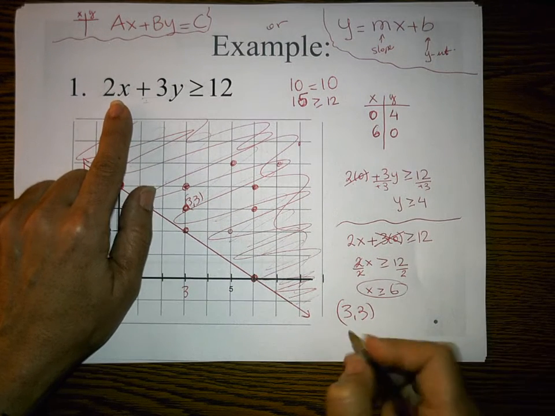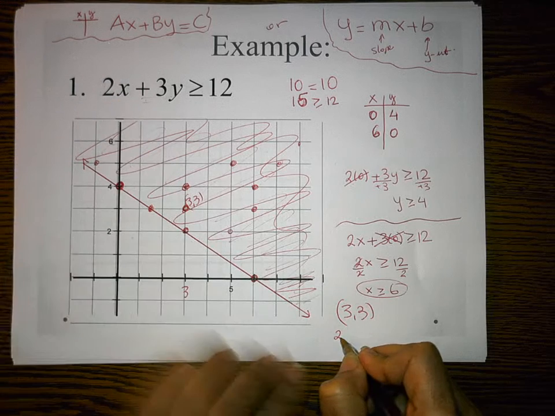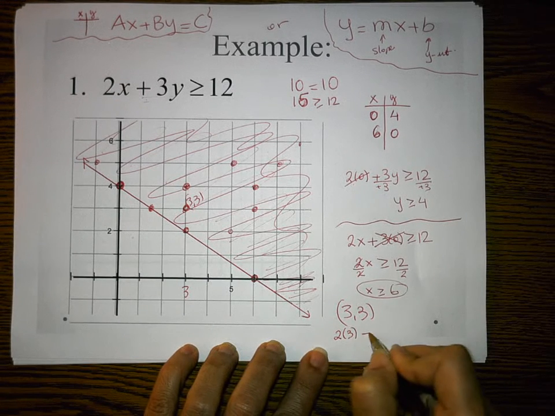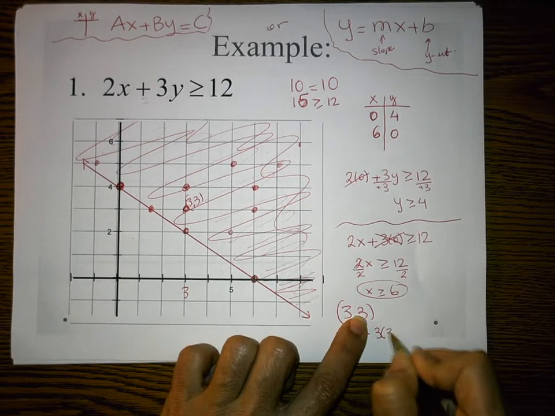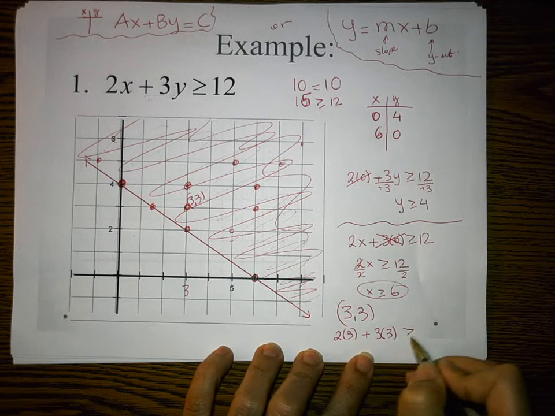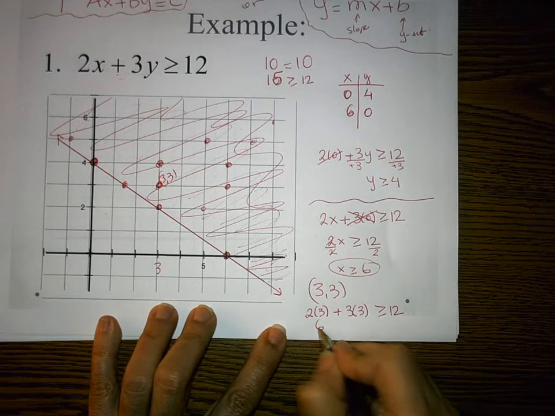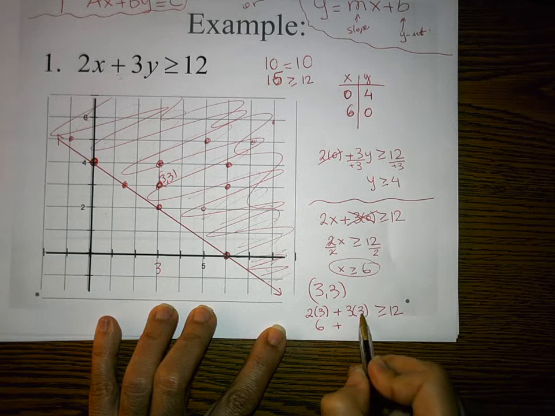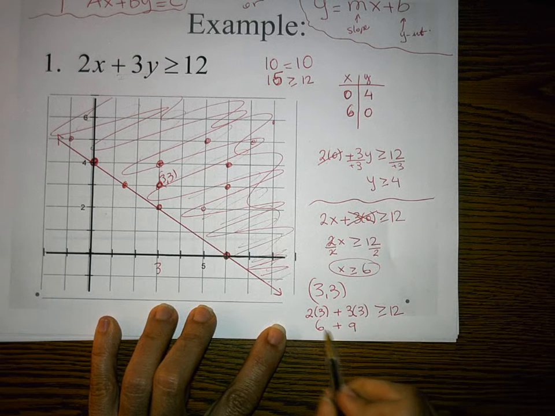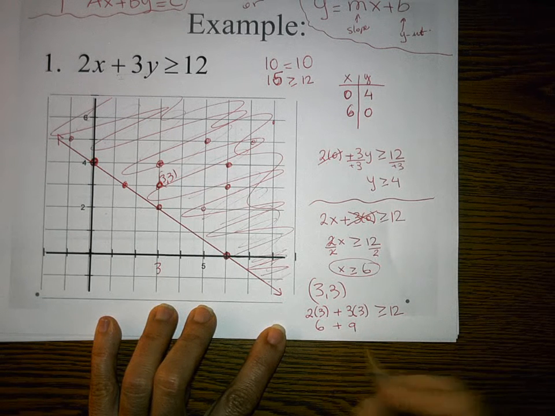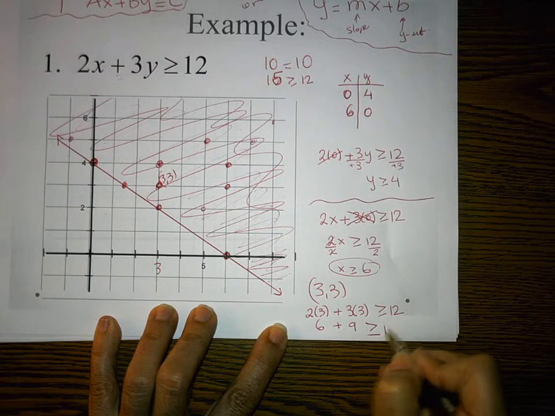If I plug it into my equation, it would be 2 times x, which is 3, plus 3 times y, which is also 3. Is that greater than or equal to 12? Well, 2 times 3 is 6, plus 3 times 3 is 9, and 6 plus 9 is 15, and it is greater than 12.